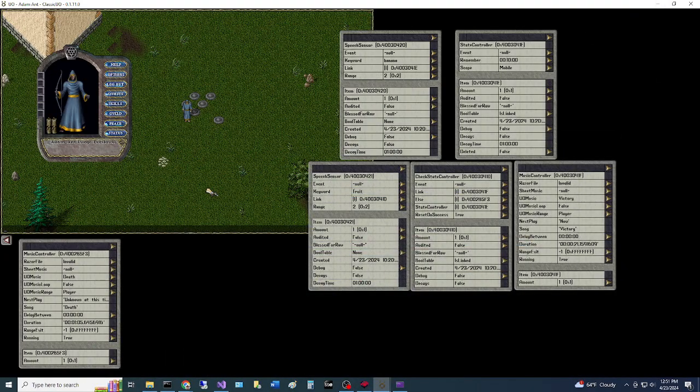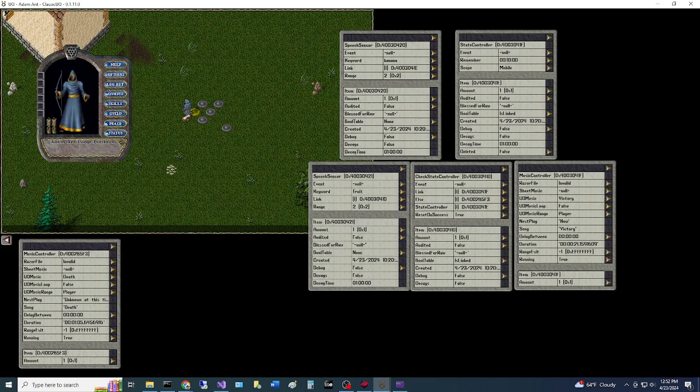Hey guys, I just wanted to give you a quick overview of the new state controller. So the state controller is meant to help design things like quests where you have multiple logical chains of controllers controlling the various phases of the quest. So in our little example here, we have two phases to the quest represented by these two chains of controllers here.